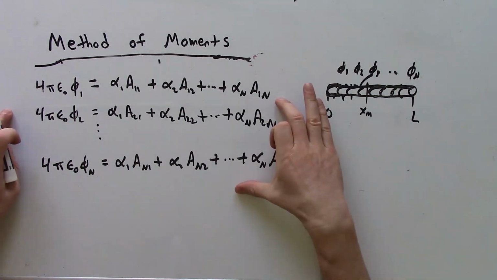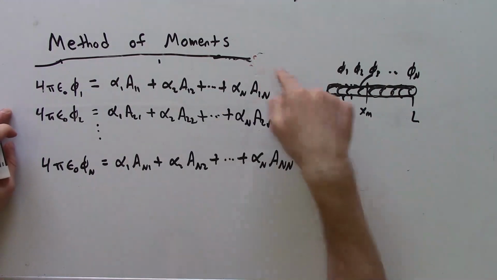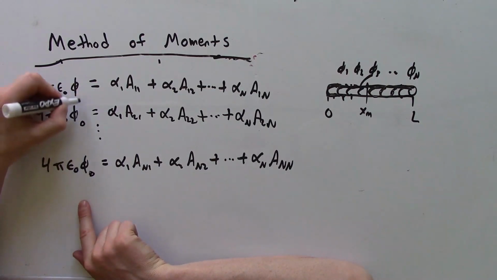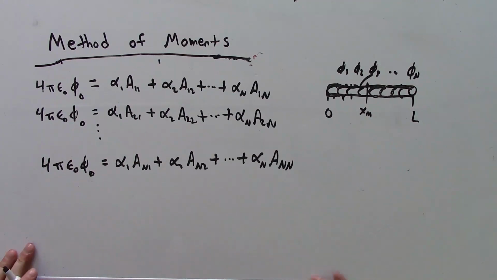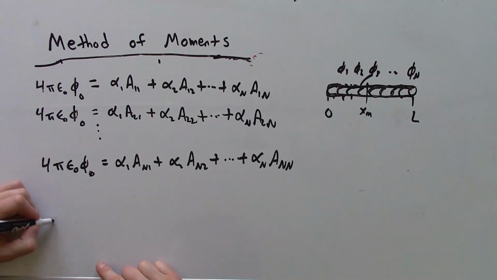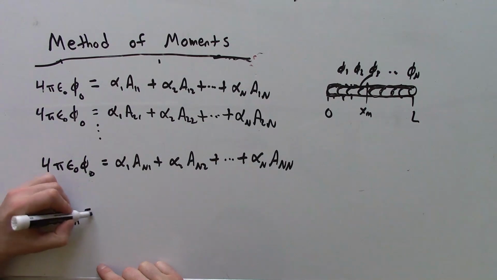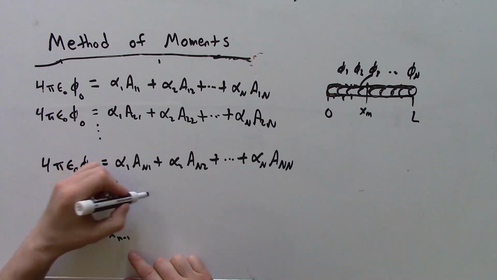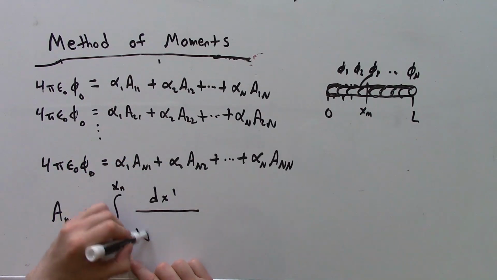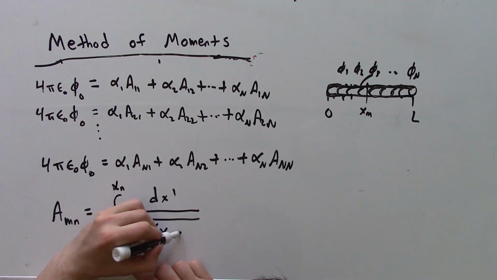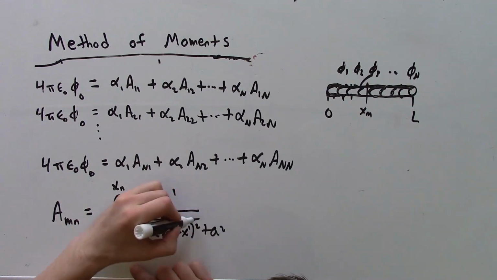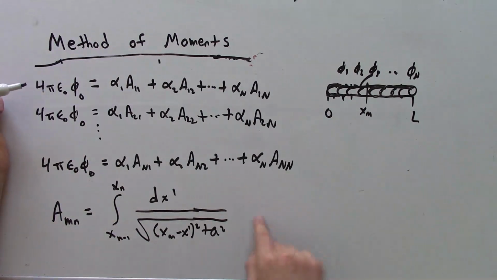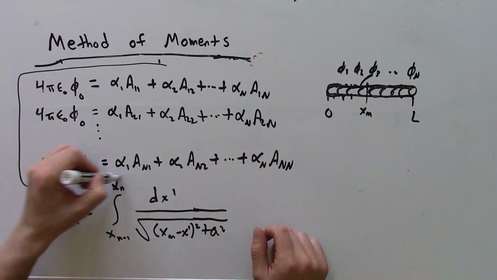So I've written it explicitly like this so that it's clear that we have n equations with n unknowns, but in reality these are all the same value, phi naught, like so. All right, so what is this matrix element here? We just write this as a sub mn is equal to the integral from x sub n minus 1 to x sub n dx prime all over the square root of x sub m minus x prime squared plus a squared, like so.